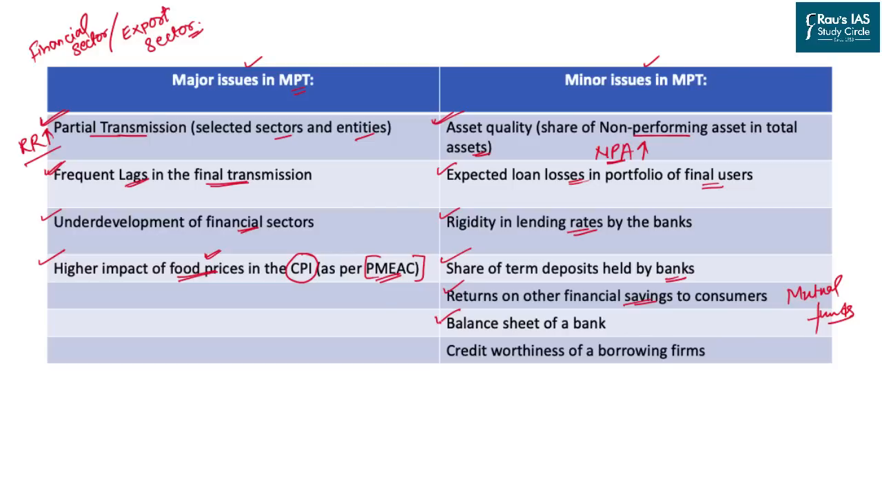Why? Because the bank is already under losses. The higher rate determines whether a bank is going to charge a higher rate of interest or not. And the last one is the creditworthiness of borrowing firms. All the firms which are taking loans, all the industry and service sector taking loans from the bank, whether they are earning profit or not.